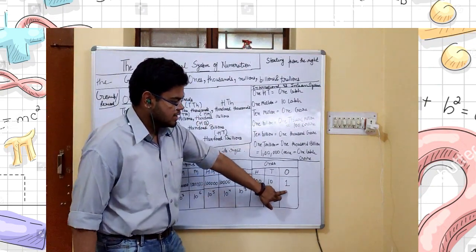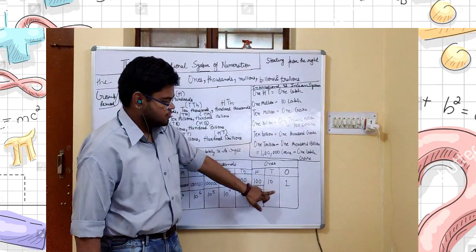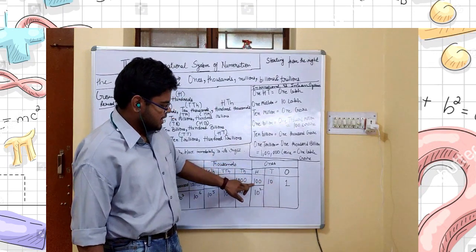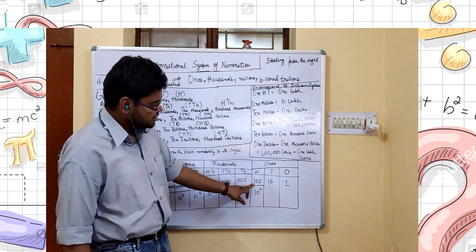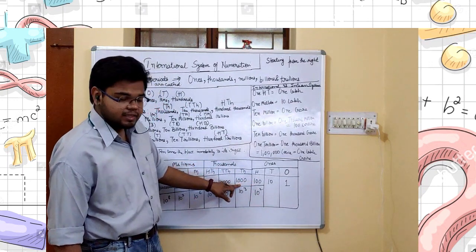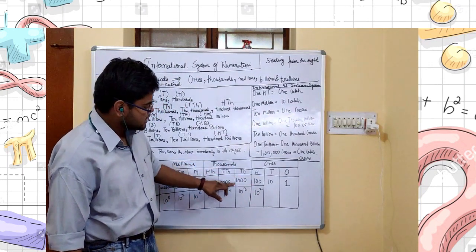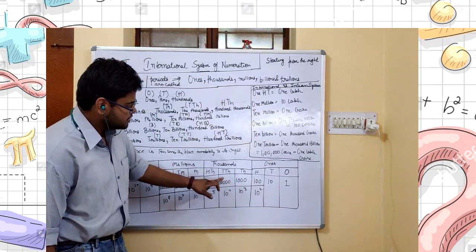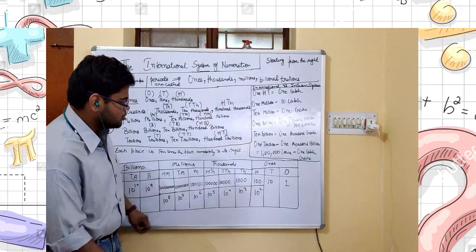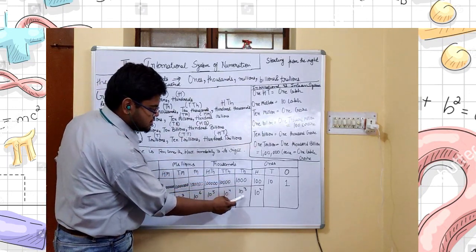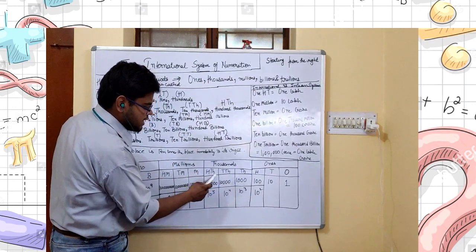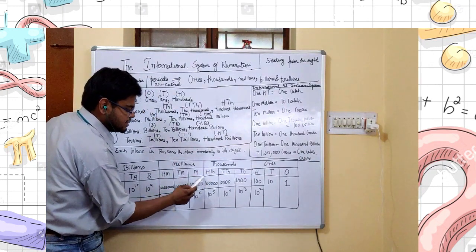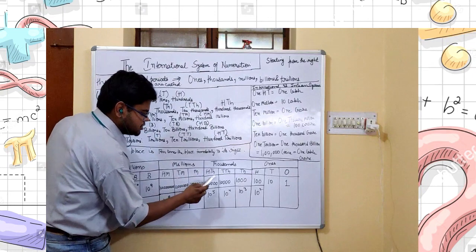So ones is 1. If you multiply 1 with 10, it will become 10. Multiply 10 with 10, it will become 100. If we multiply 100 with 10, then it will become 1000. This will be called 1000. If we multiply 1000 with 10, it will become 10,000, children. If we multiply 10,000 with 10, it will become 100,000. How many zeros are there in thousands? Three zeros. In 10,000, four zeros. In 100,000, five zeros.